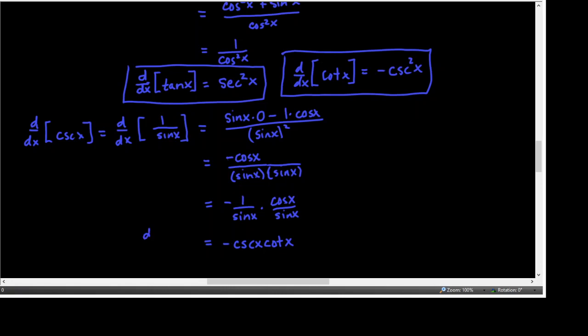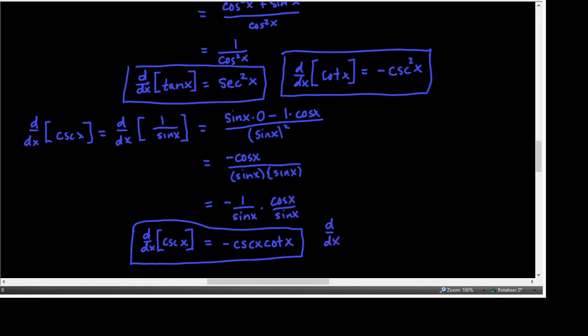And so the derivative of cosecant x is negative cosecant x cotangent x. And we could do a similar thing for secant of x. And if we went through all of those steps and came up with an answer, it should be secant x tangent x.